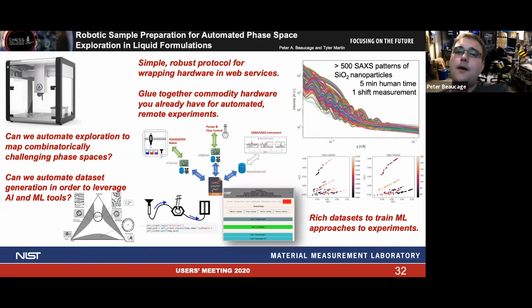And so we're using commodity robotics together with software that's pretty broadly translatable. We have these little widgets that are about a $100 thing to get hardware onto a network so that you can talk to it from Python. And we've used this so far at CHESS to generate these massive reference data sets for machine learning on SAXS patterns in complex materials. So the top right there is 500 SAXS patterns that were taken with 5 minutes of human intervention and about a shift of beam time.